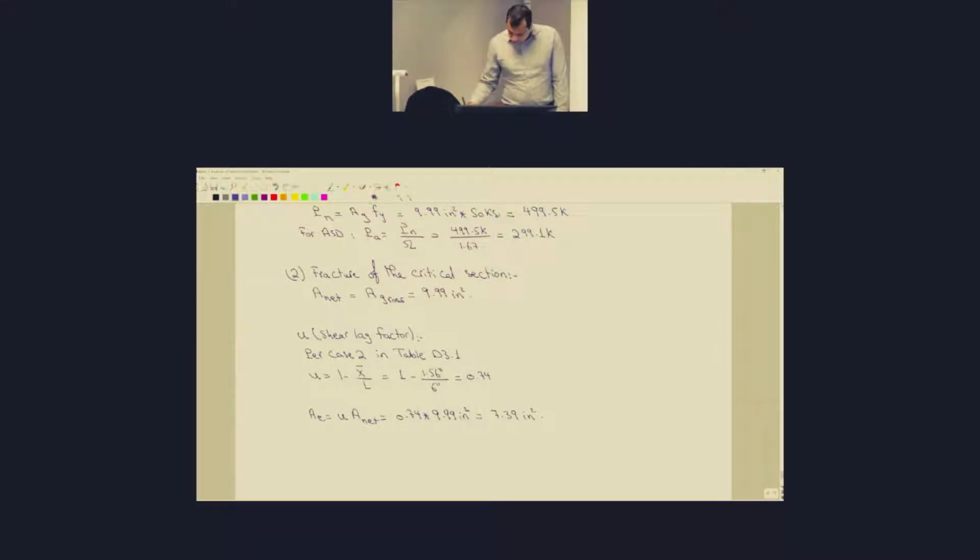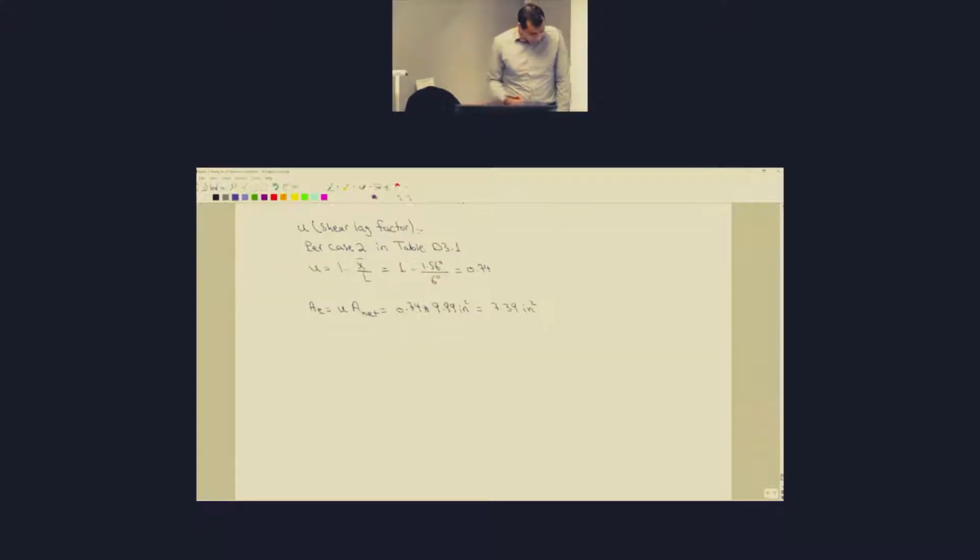So now the effective area is 7.39 inches squared. So the nominal strength regarding the fracture of the critical section is the effective area multiplied by the ultimate stress of the steel. So it's 7.39 inches squared multiplied by the 70 ksi. So that's a total of 517.3 K.